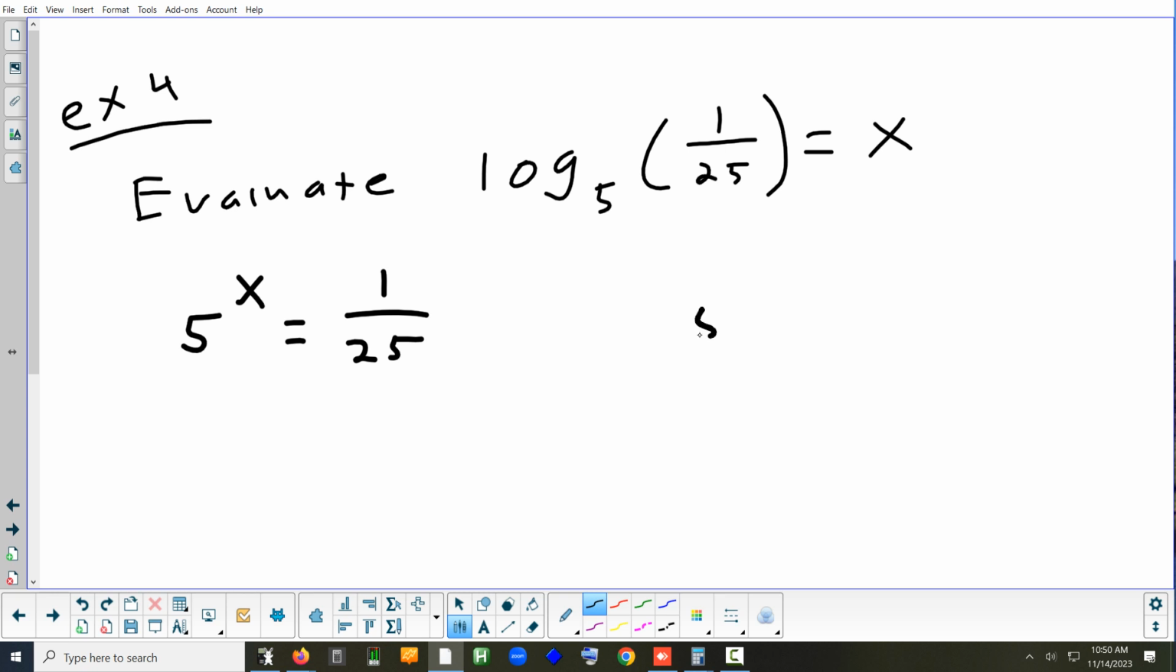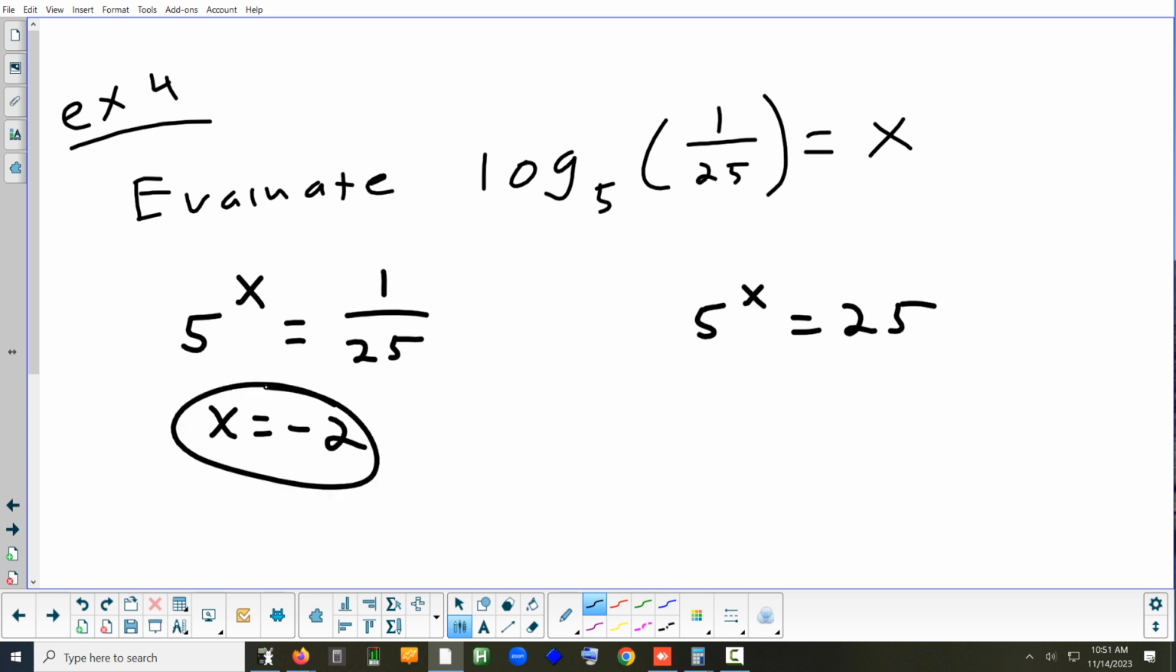Now, if you're stuck on that one, think of this problem instead. It's not the same answer, but 5 to what power would give you 25? 2. So 5 to the second would give you 25. What kind of number does the exponent have to be to flip the 25 and give you 1 over? Negative. So what do you think x is? Negative 2. So if you get stuck on a problem that has a fraction, think of what the answer would be if it wasn't a fraction, and then just make that number a negative.